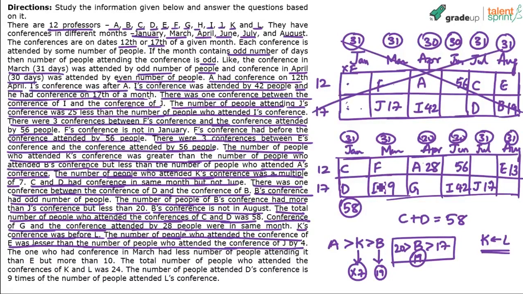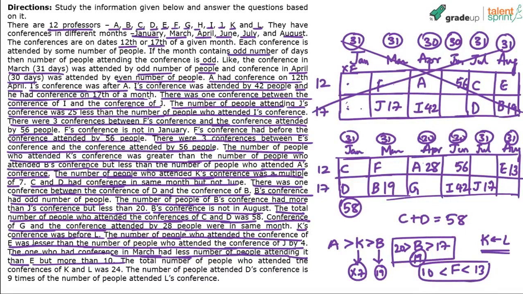F and B had conference in March. He says this guy F, because B's already got 19, right? So we are working on F now. F had less number of people attending it than E, but more than 10. See, E is 13, F is less than 13. F should be less than E, which means F should be less than 13. But it should be more than 10. Try and understand. He says F is less than 13, but more than 10.